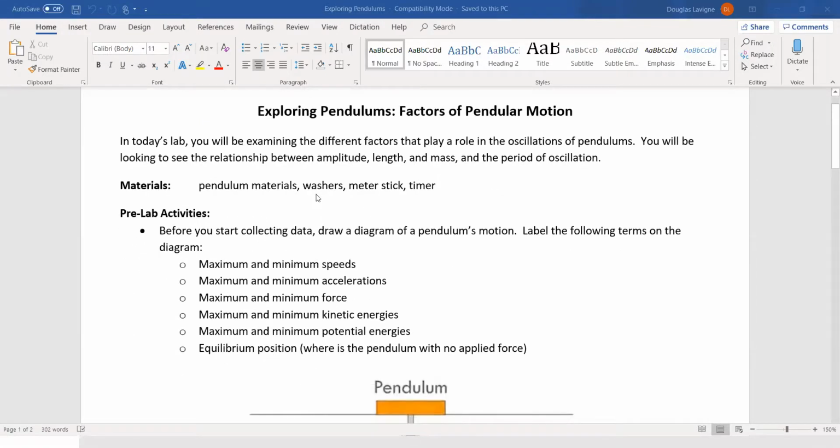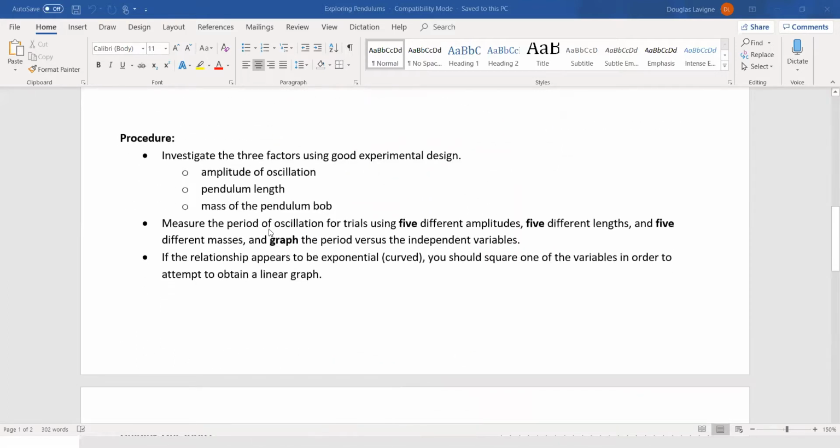It says washers. I've got some masses we can use. A meter stick, we got one built into that stand. A timer, oh goodness, I'm gonna have to use my phone. So hopefully you'll be able to see my phone at some points of this. And pendulum materials, well, that's all the other stuff. Procedure: investigate 3 factors using good experimental design. We don't want to use great experimental design. We don't have time for that. We're just going to use good experimental design.